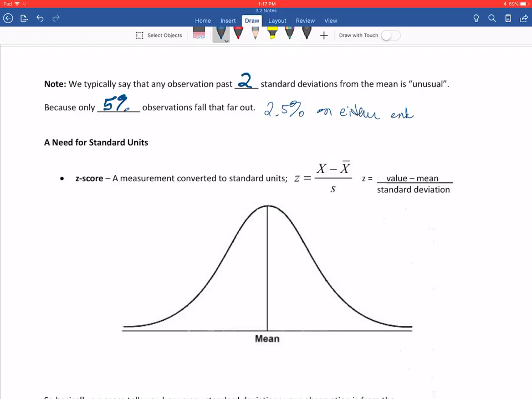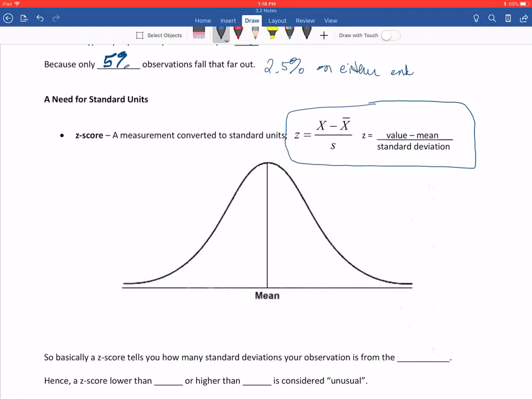Now we do have a need for standard units. So you're going to see what's referred to as a z-score. A z-score is a measurement converted to standard units. You do need to know this formula right here. You will need to know it and be able to calculate z-scores, but it's not a super difficult formula. You just take the value that you're interested in, you subtract the mean, and you divide by the standard deviation.